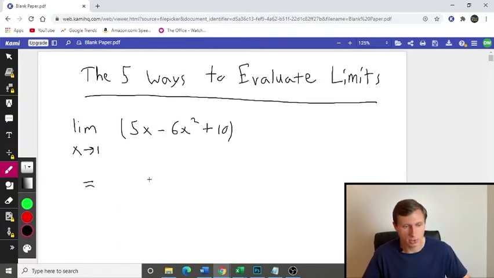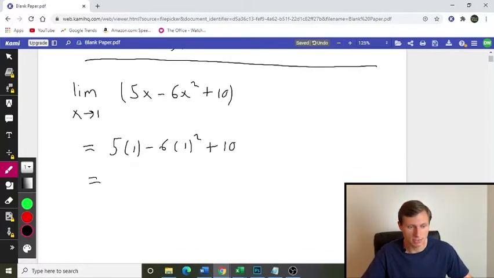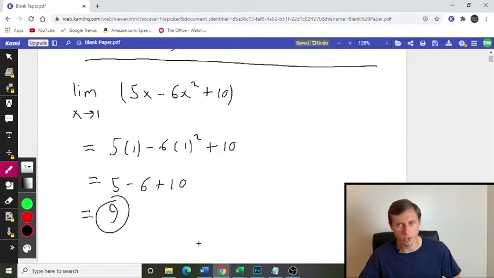The limit here is literally going to equal 5 times 1 minus 6 times 1 squared plus 10. So we're literally going to plug it in verbatim. And what we get is 5 minus 6 plus 10. So we get a final answer of 9. So that's going to be the limit for this question.